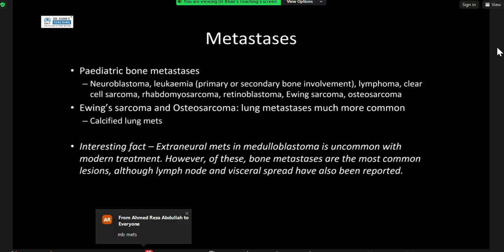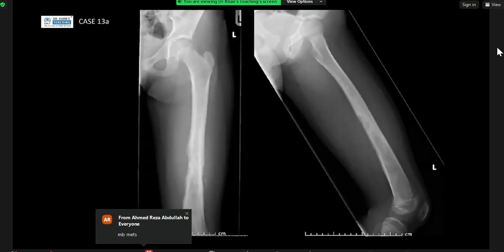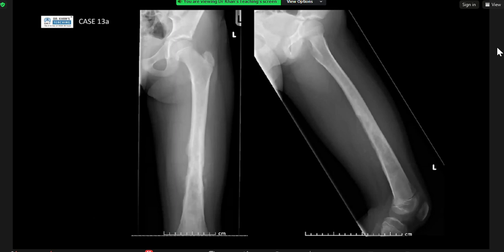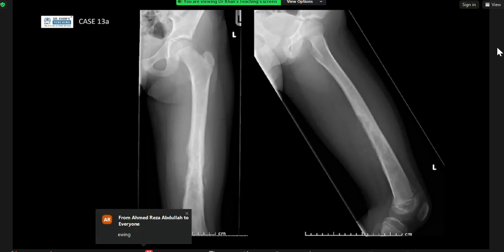So, let's go to candidate one. Okay. This is a left femur AP and lateral radiograph. I see there is a diffuse moth-eaten, infiltrating medullary lesion involving the lower two thirds of the femur. There is Codman triangle periosteal reaction. There is also some matrix in the medulla.